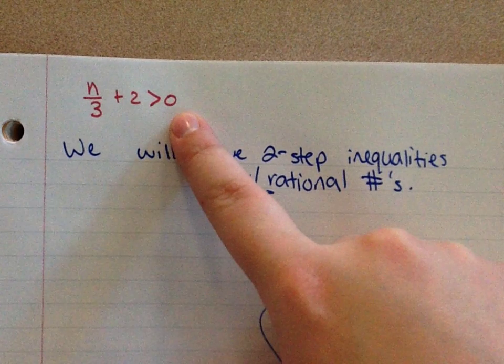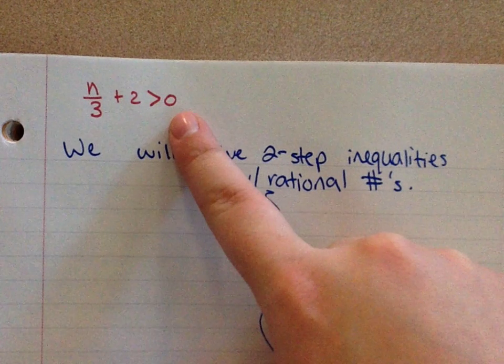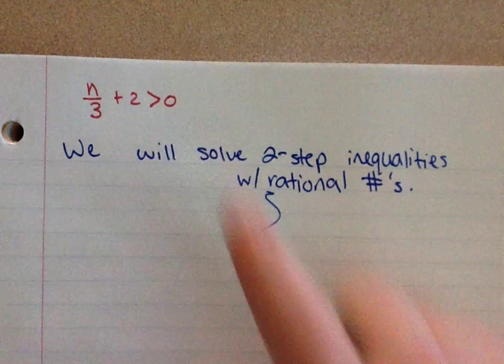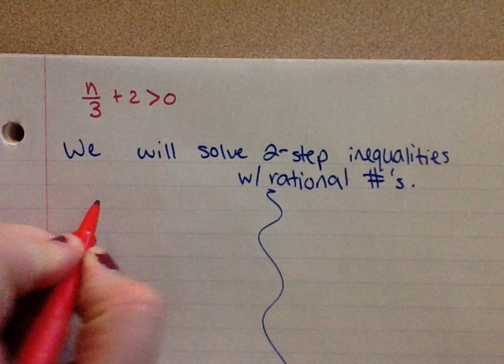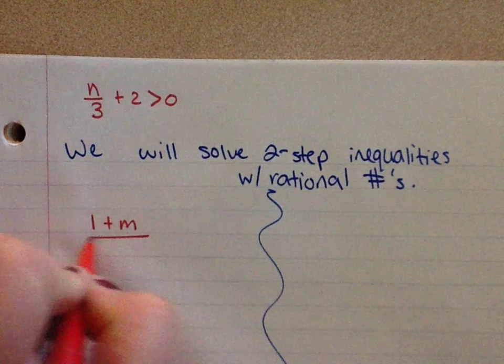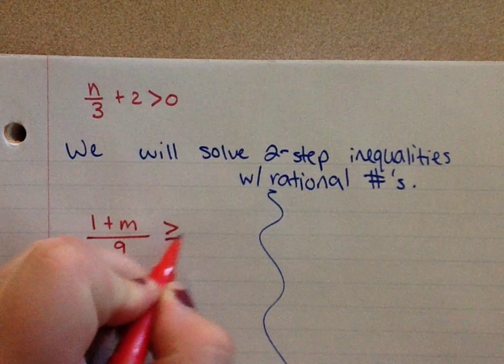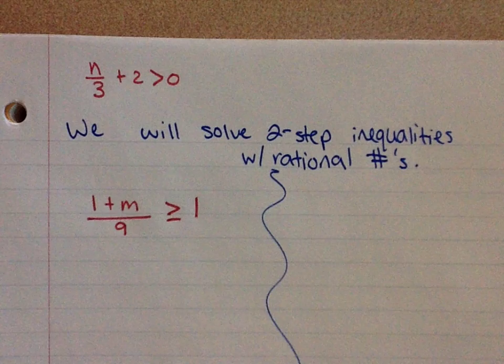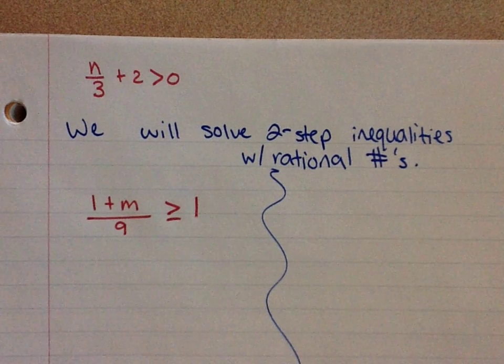Okay, there are special cases of two-step inequalities that are different than the steps that we used before. So if it looks like this, so 1 plus m over 9 is greater than or equal to 1. Okay, please write this one in your notes. This one is going to be important that you write today.